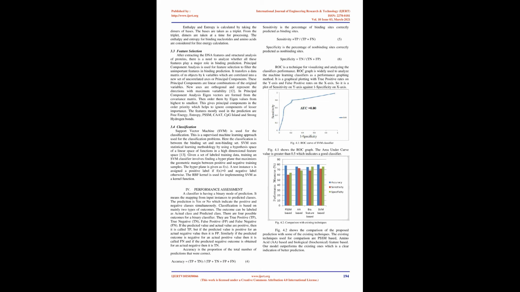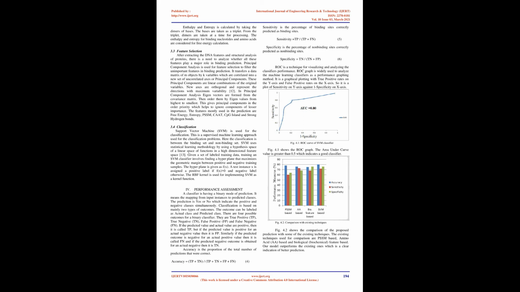Feature selection. After extracting the DNA features and structural analysis of proteins, there is a need to analyze whether all these features play a major role in binding prediction. Principal component analysis is used for feature selection to filter the unimportant features in binding prediction. It transforms a data matrix of M objects by K variables which are correlated into a new set of uncorrelated axes, or principal components. These principal components are linear combinations of the original variables. New axes are orthogonal and represent the directions with maximum variability (12).